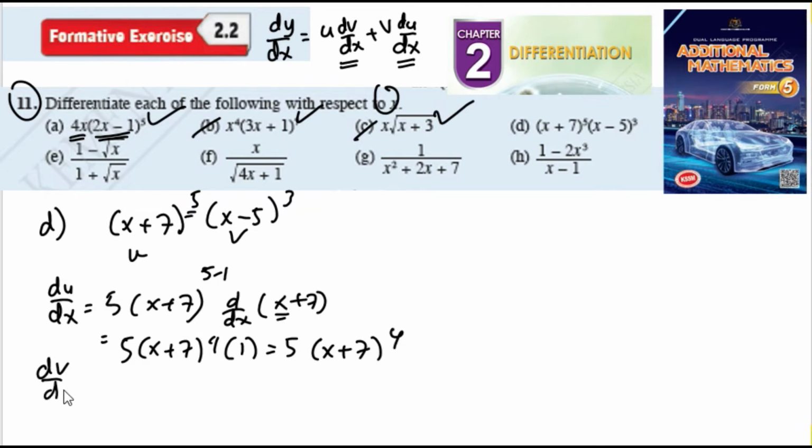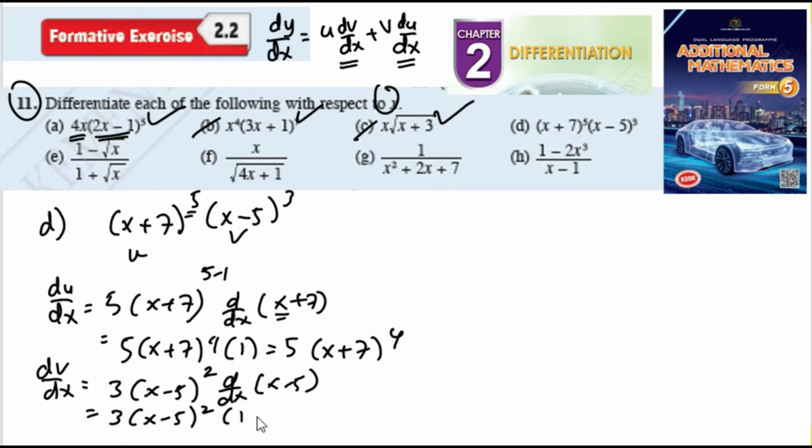So dv over dx is equal to, so when you differentiate this one, (x minus 5) to the power of 3, you bring the power forward, (x minus 5), so 3 minus 1 is 2. And then you differentiate what is inside the bracket. So here you get 3(x minus 5) to the power of 2. So this one you get 1. So you get 3(x minus 5) to the power of 2.